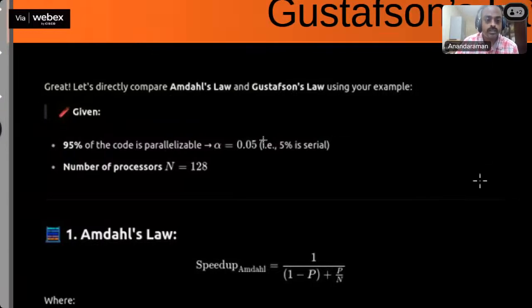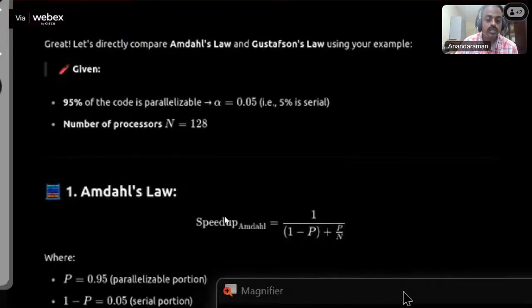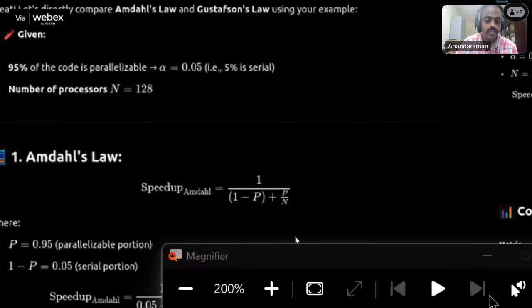So let's directly compare Amdahl's law and Gustafson law speed up. Now 95% of the code is parallel and 5% is serial. So 0.95 is parallel and 0.05 is serial. The number of processors I am going to use is 128 cores. So as per Amdahl's law, speed up is calculated like this.